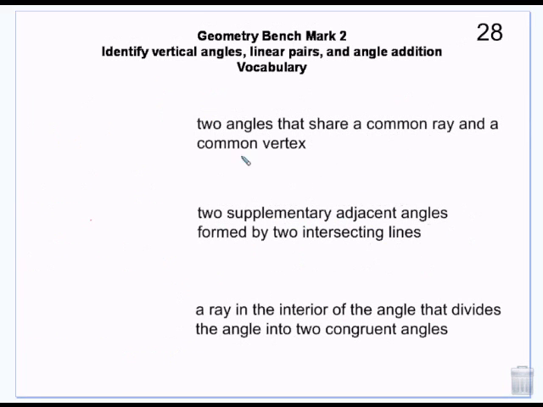Two angles that share a common ray and a common vertex are called adjacent. Make sure I spelled that right. Okay, I did. Adjacent angles look like this. They share a common ray and a common vertex. So this angle and this angle are adjacent to each other. A is adjacent to B. So they're attached, next to each other.